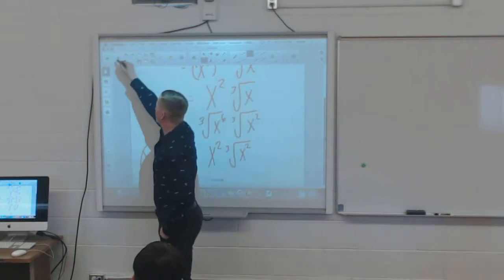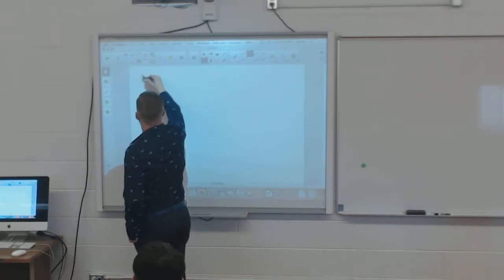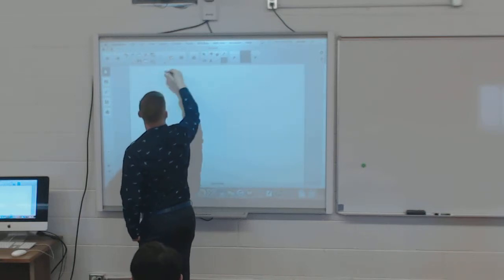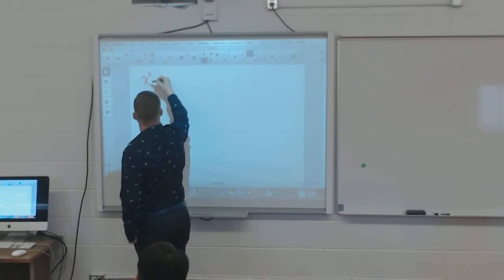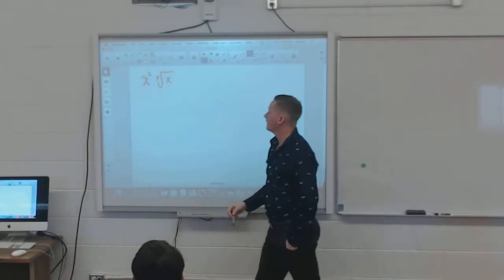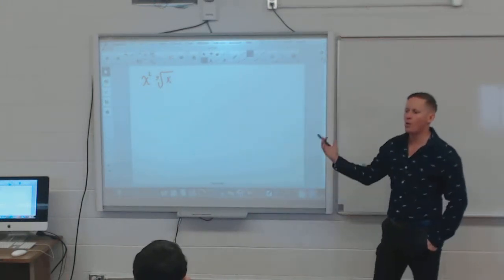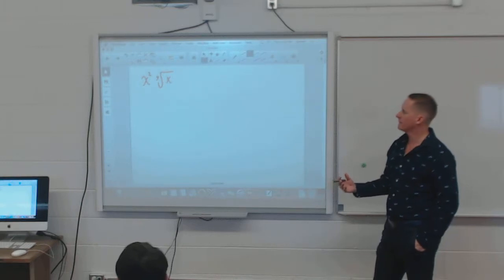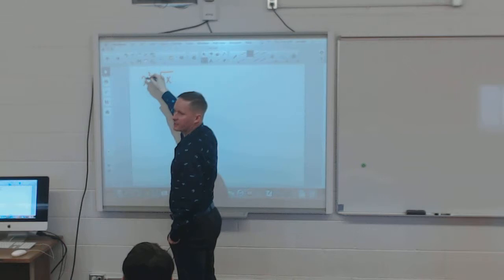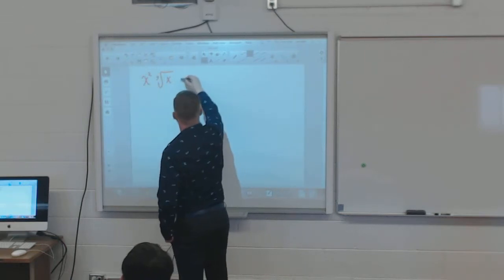Okay. I'm going to answer Rory's question right now. How do I change this? Oh, sorry. I'll work it backwards. So I have x squared cube root x, let's say. And I need to change it into a whole radical. So I do the same thing that I've done before. I'm going to cube this and cube root it.